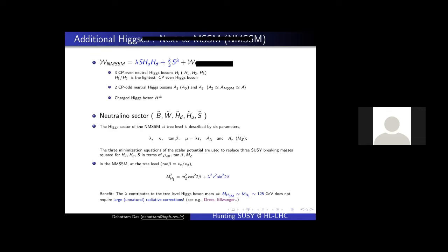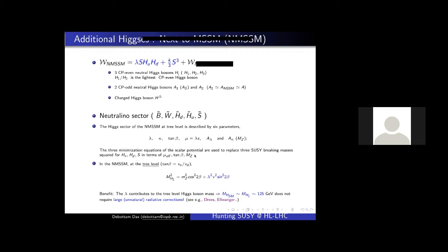So the Higgs sector of the NMSSM at the tree level is described by these six parameters: lambda, kappa, A lambda, A kappa, which are specifically NMSSM-like input parameters, and mu, tan beta, and of course MZ is there. So three minimization equations of the scalar potential are used to replace the three SUSY breaking mass squared terms for HU, HD, S in terms of mu, tan beta, and MZ.